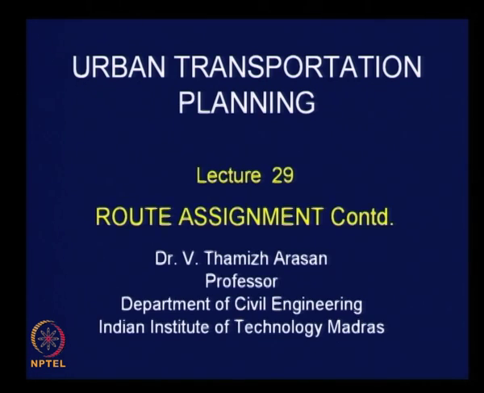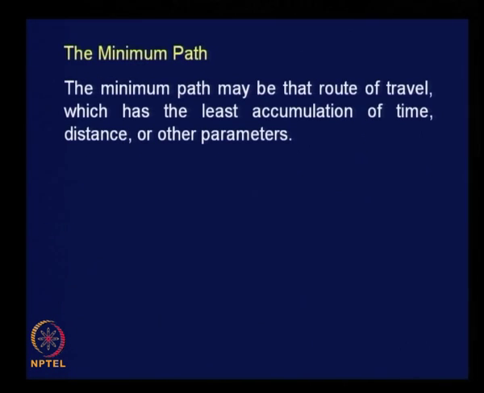In that connection we discussed the minimum path tree as well as the definition of the minimum path itself. The minimum path may be that route of travel which has the least accumulation of time, distance or other parameters as and when we consider. As I said, the other parameters could be travel cost, comfort, convenience and so on.